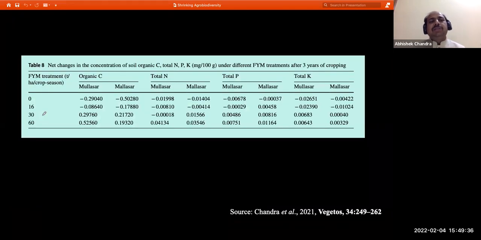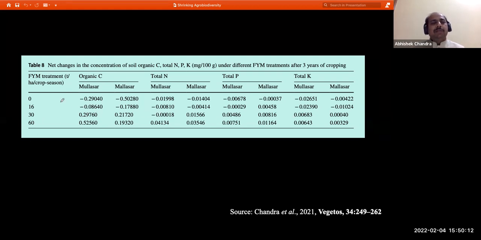So this is the net change in concentration under the different farmyard manures. You can see that when we started the experiment on the crop, initially in these two categories it was negative. But when we reached 30 kg, organic carbon became positive. Only in the case of this one it is negative, because before this it was a fallow period, and in the fallow period nothing was added. The rest of the components were found positive.